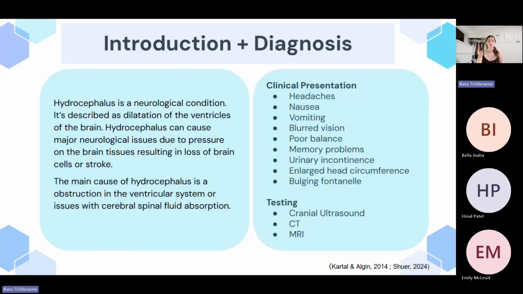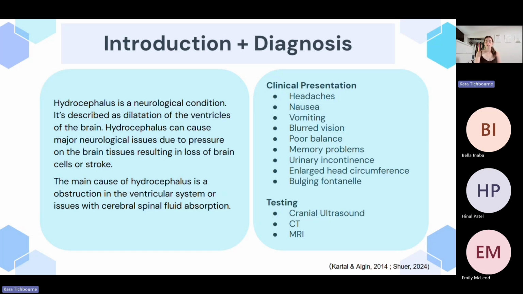So hydrocephalus is a neurological condition. It is described as dilatation of the ventricles of the brain. Hydrocephalus can cause major neurological issues due to the pressure on the brain tissue, which can result in loss of brain cells or things like a stroke. The main cause of hydrocephalus is an obstruction in the ventricular system or issues with cerebral spinal fluid absorption.